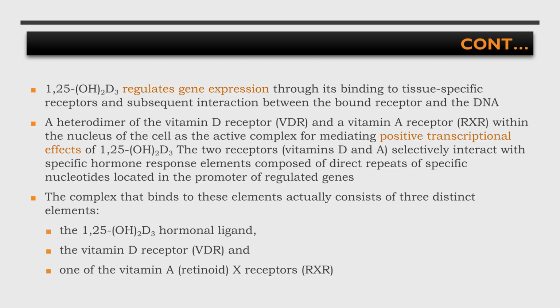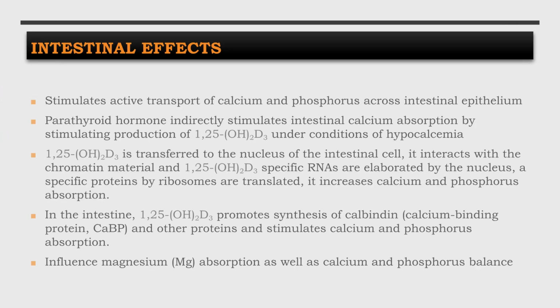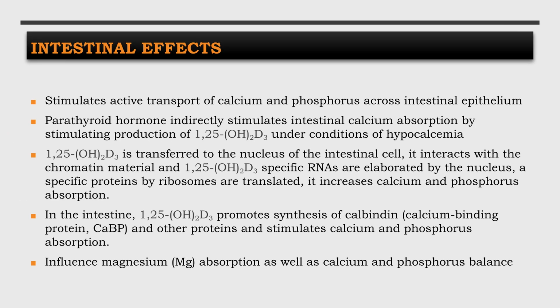1,25-OH2D3 regulates gene expression by binding to tissue-specific receptors. The active complex for mediating positive transcriptional effects involves a heterodimer of the vitamin D receptor and a vitamin A receptor. Vitamin D stimulates the active transport of calcium and phosphorus across the intestinal epithelium. It promotes the synthesis of calbindin, a calcium-binding protein, and influences magnesium absorption and calcium-phosphorus balance.